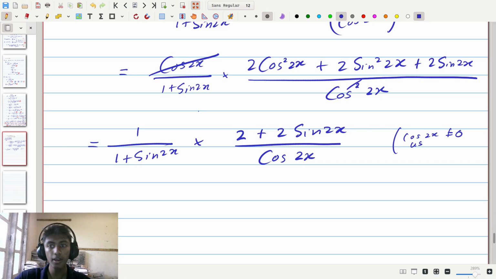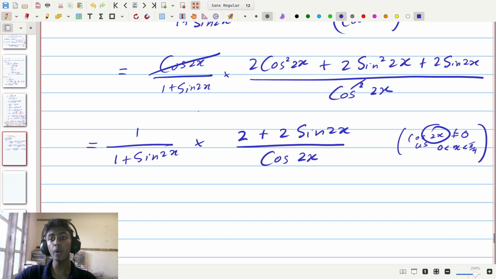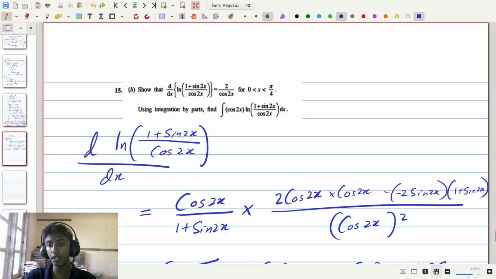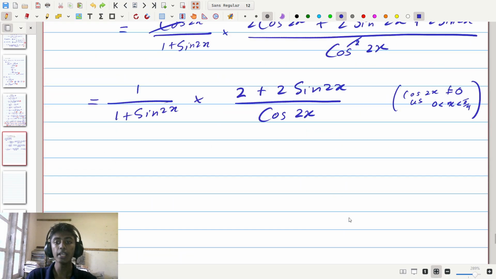So at this point, I'm also going to mention that cosine of 2x is not equal to 0, as we know that the angle x is in between 0 and pi by 4. So since x is not equal to pi by 4, 2x is not equal to pi by 2, and 2x not being equal to pi by 2 implies that if we take the cosine of that value, then the cosine of the value is not going to be equal to 0. So the cosine of 2x here is not equal to 0. So at this point we did not have 0 divided by 0.